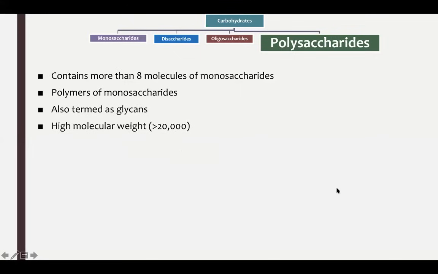So we have finished monosaccharides in the last class. We have finished the disaccharides and oligosaccharides. Now we will start polysaccharides. From the name poly, we can know that there are many monosaccharide units. Usually there are more than 8 molecules of monosaccharide in the polysaccharides, and they are the polymers of monosaccharides. Sometimes they are termed glycans, and their molecular weight is more than 20,000 Dalton. Okay.